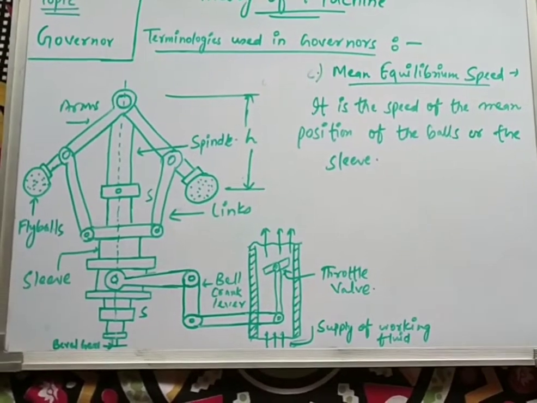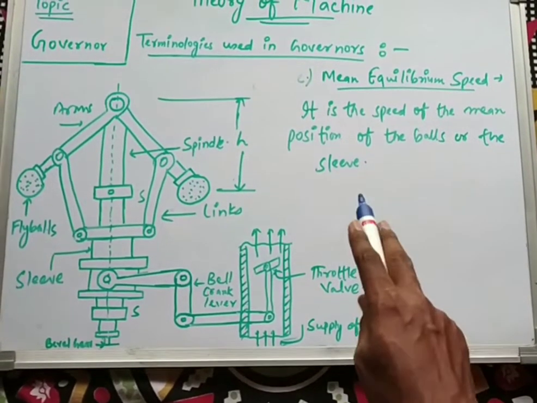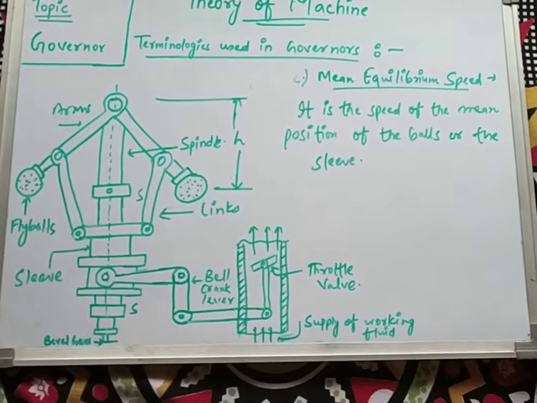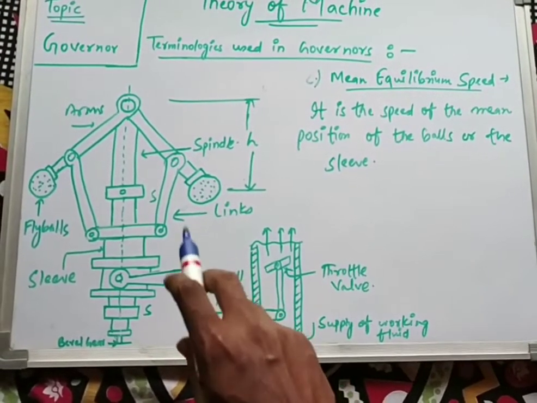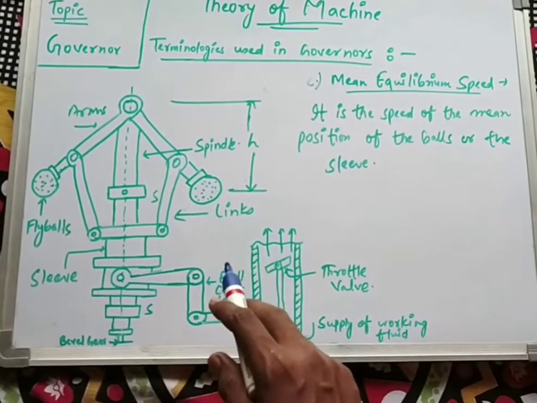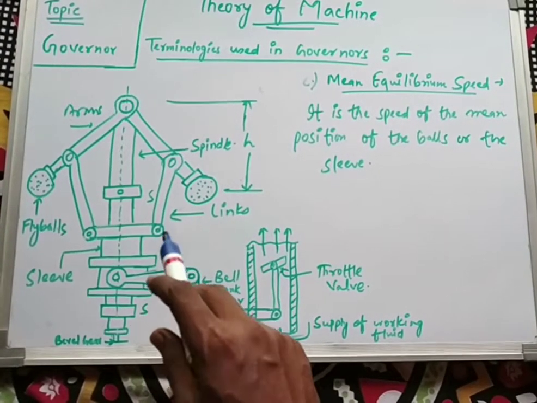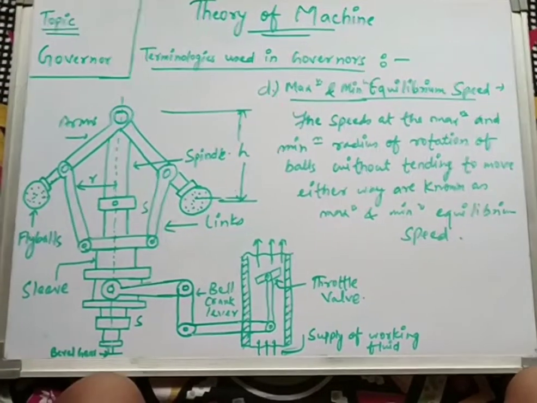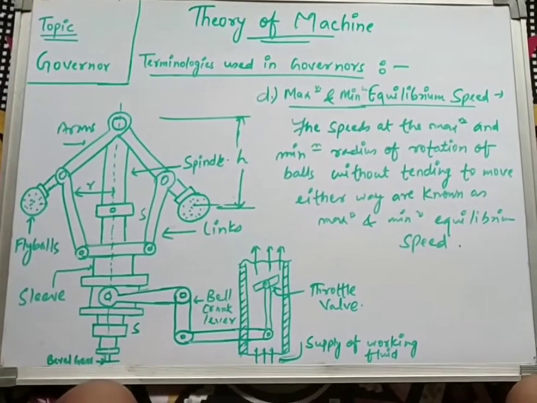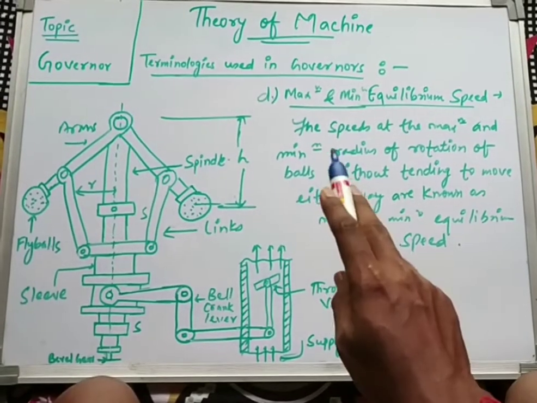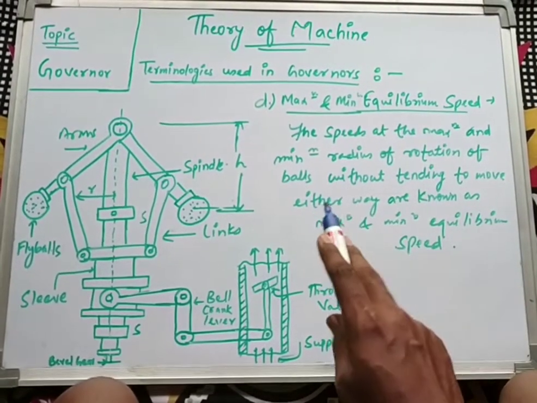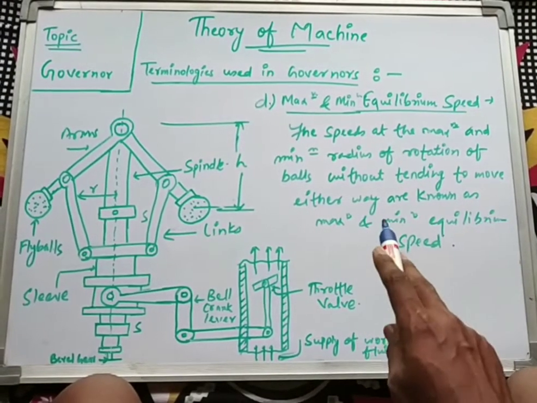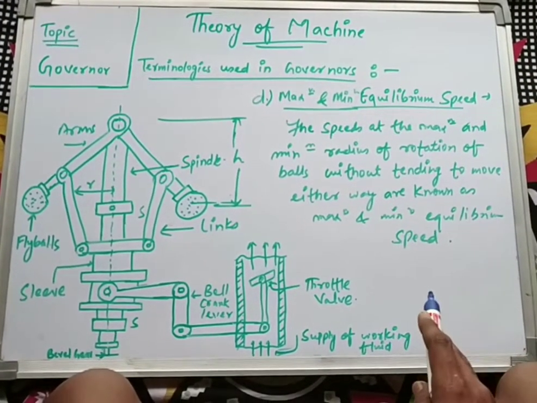So the third one is mean equilibrium speed. It is the speed at the mean position of the balls or the sleeve. The speed at which the balls or the sleeve come into equilibrium at the mean position will be the mean equilibrium speed. The fourth one is maximum and minimum equilibrium speed. The speeds at the maximum and minimum radius of rotation of the balls, without tending to move either way, are known as maximum and minimum equilibrium speed.